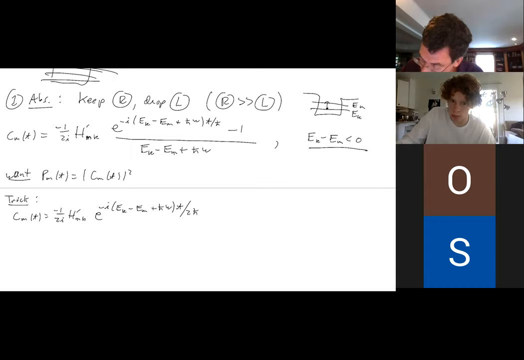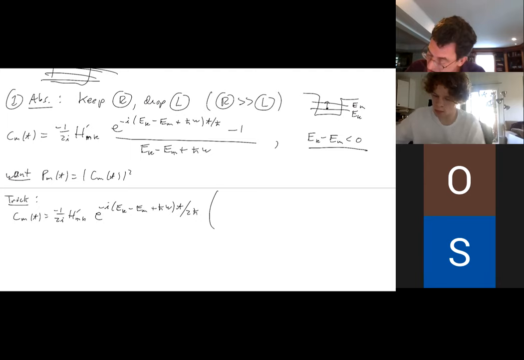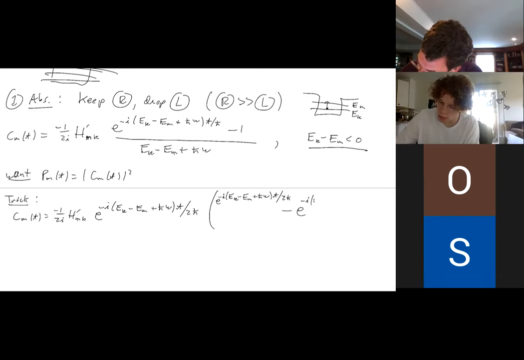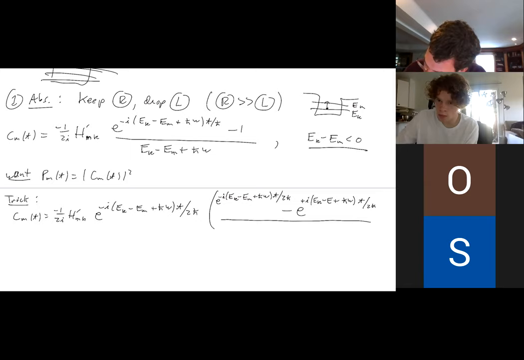And so that means that the thing that's left behind, in order for it all to work out, has to look like this: e to the negative i (E_k minus E_m plus h bar omega) t over 2 h bar, minus e to the negative i (E_k minus E_m) all these factors, right? The plus, and then this will be t over 2 h bar, divided by E_k minus E_m plus h bar omega. Okay, so that's it.